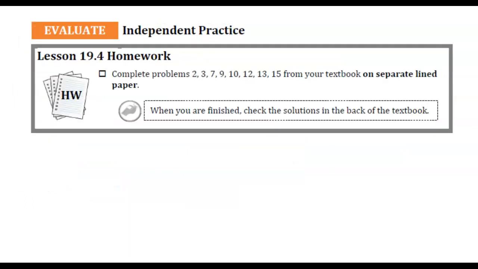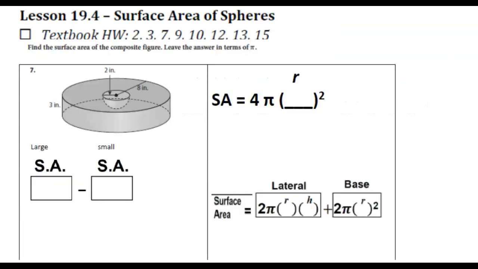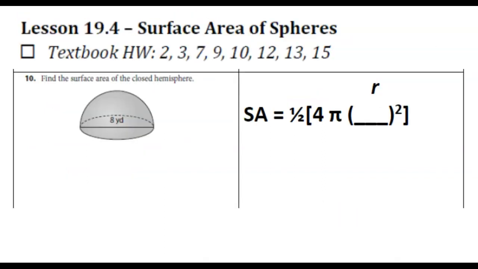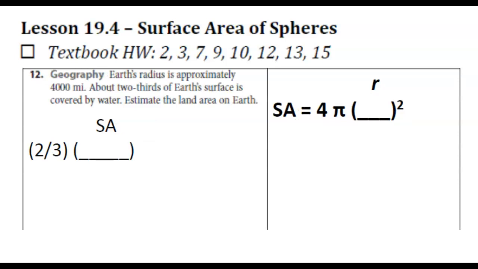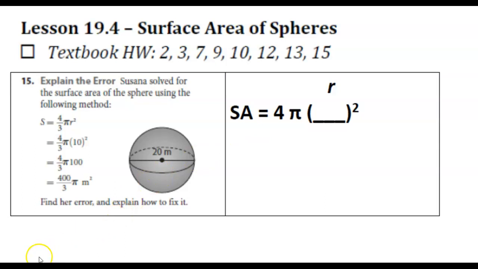Now if you do need help with any of the homework questions that are flashing before your eyes, please come into the center. We have people here who are more than willing to help you find each and every one of these surface areas. All right. Like I said, if you have any questions, please come into the center. Otherwise, that is it for 19.4, the last lesson of geometry. Credit 4, you made it.